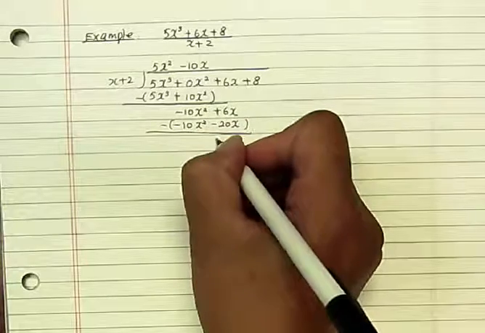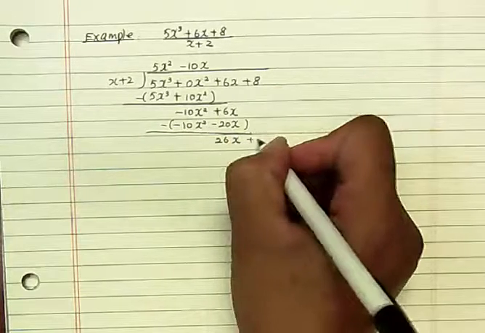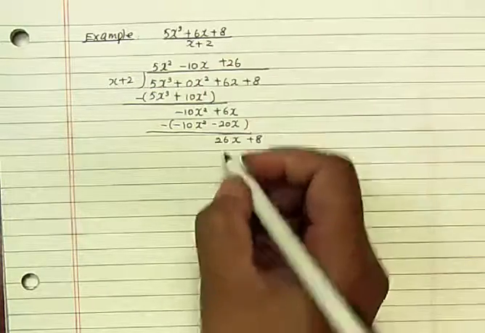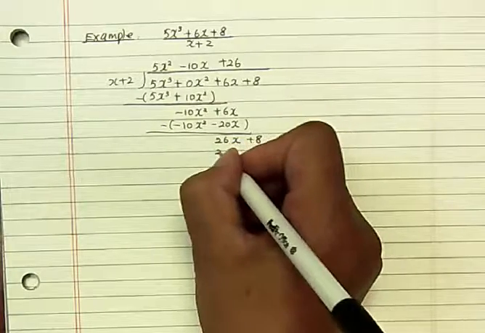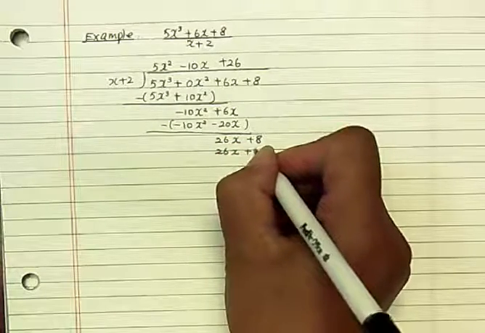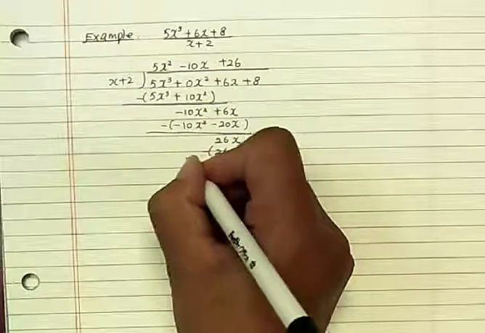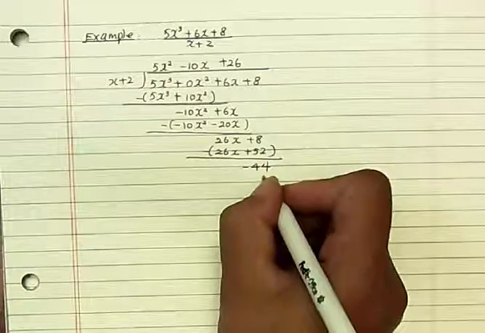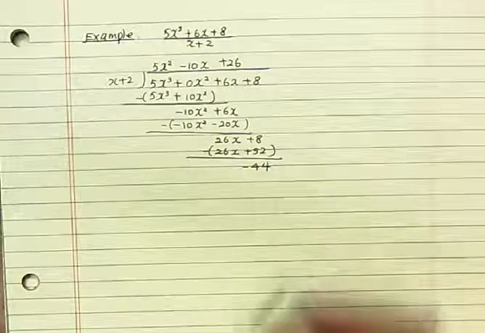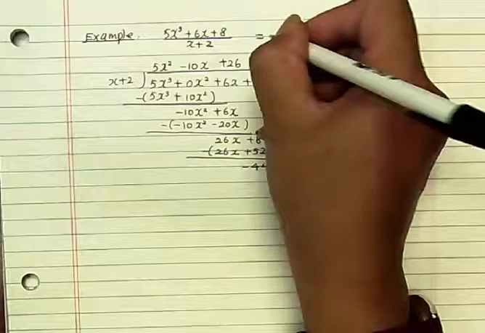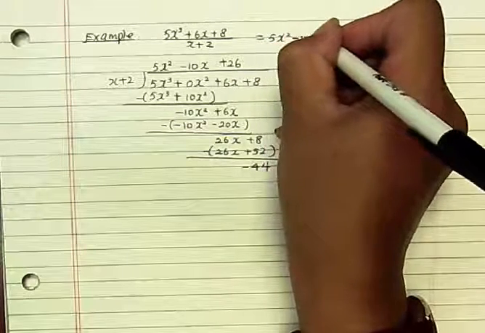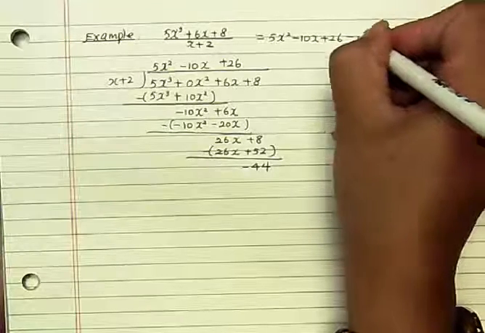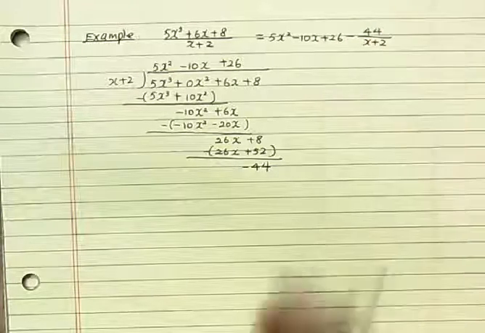That one's plus 26x plus 8. 26x divided by x, that's 26. 26 times x plus 2, that's 26x plus 52. Subtract them. 0, that is negative 44. Well, this degree is certainly less than the divisor's. So therefore, that equals 5x squared minus 10x plus 26 minus 44 over the divisor x plus 2. That's long division.